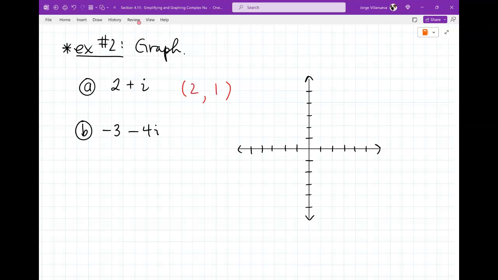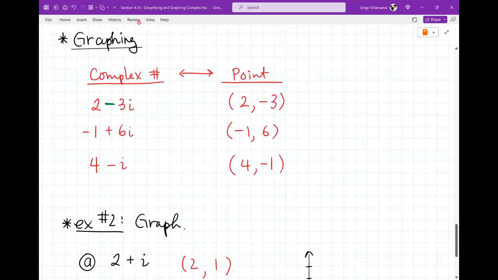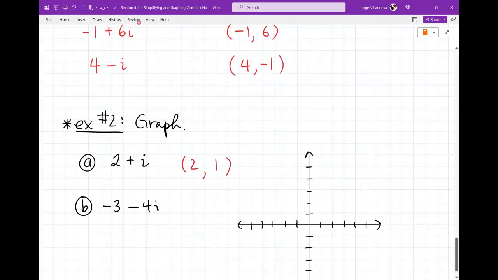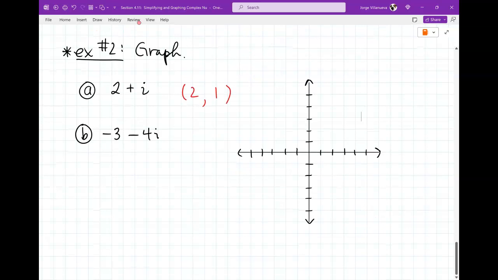Remember, when I did the example, I messed up the first one, right here. 2 minus 3i. I was supposed to write 2 minus 3i, but I accidentally put 2 plus 3i. So if that confused you, I apologize for that. But the signs follow it, okay? Whatever's on the signs, it follows. So that would be a 2, 1, right?